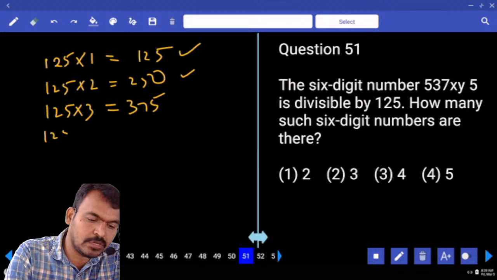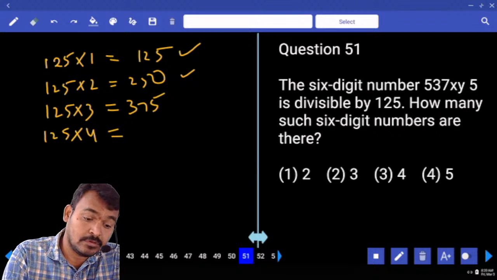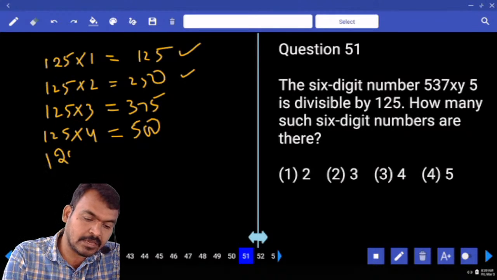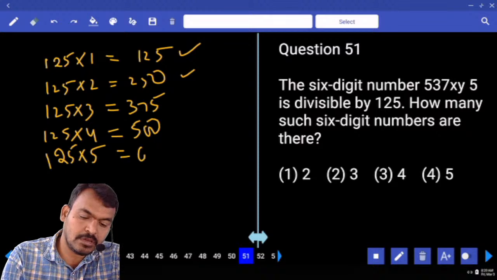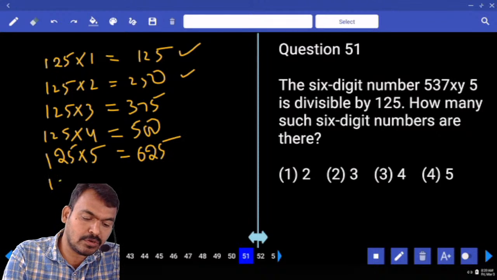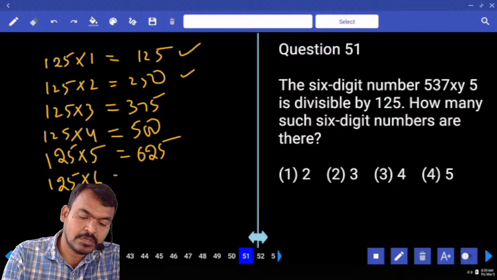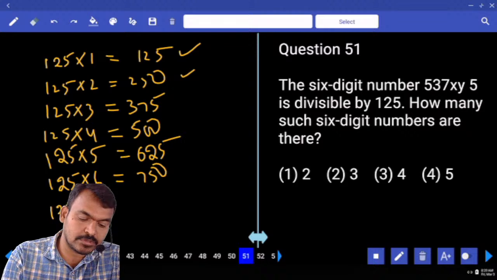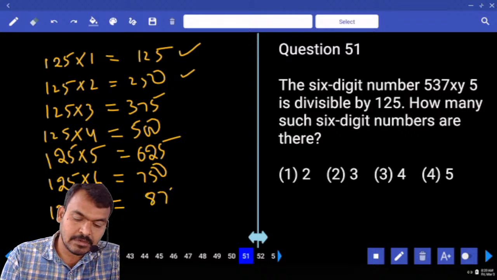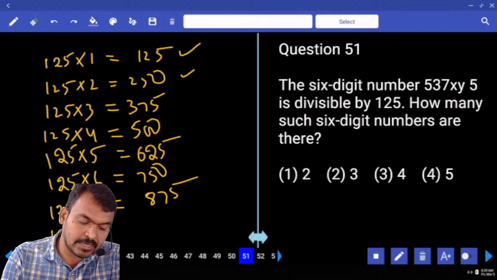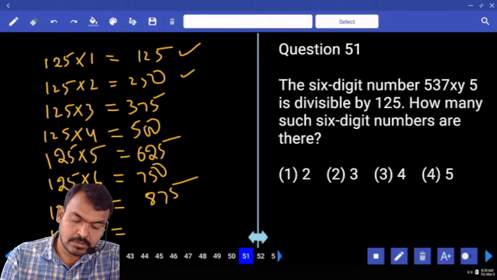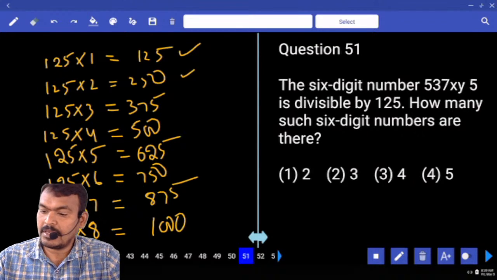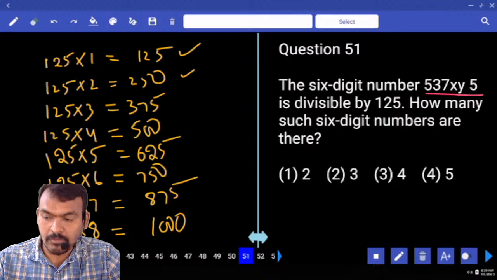125 four times is 500. Five times is 625. Six times is 750. Seven times is 875. Eight times is 1000. But here the number is 537XY5.